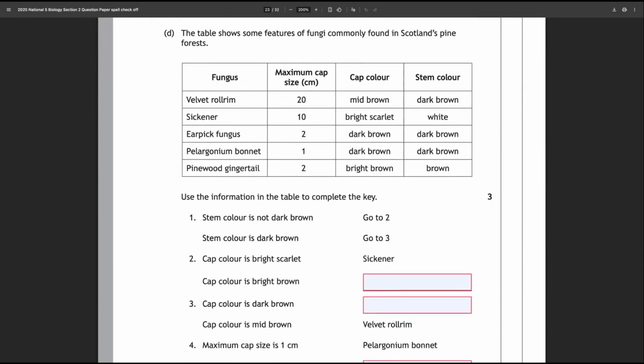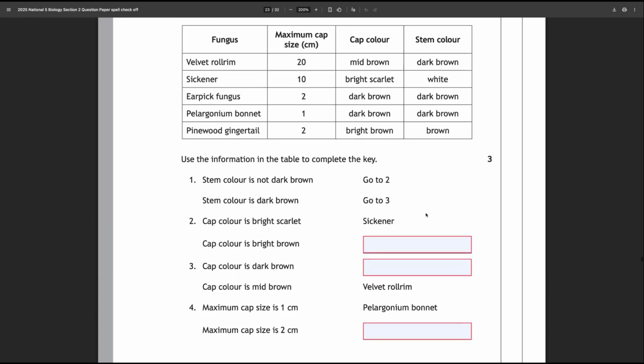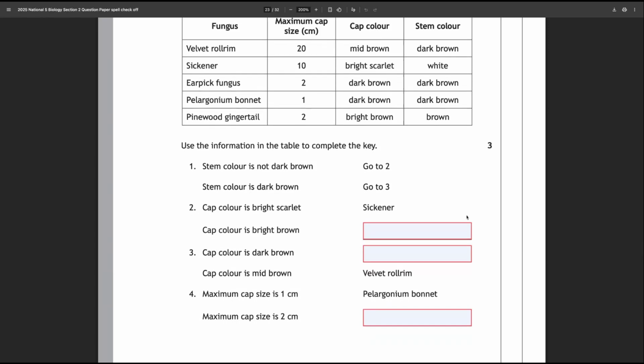Part D, the table shows some features of fungi commonly found in Scotland's pine forests. So we've got our 5 different types of fungus, and we've got 3 attributes: the maximum cap size, the cap colour, and the stem colour. So we're going to go through this paired statement key, and we are going to fill in our answers based on the information we're given.